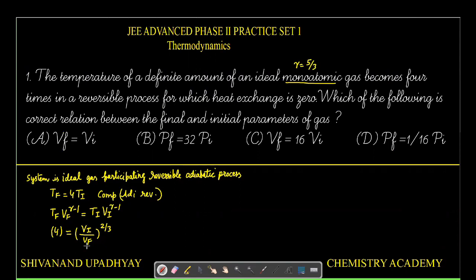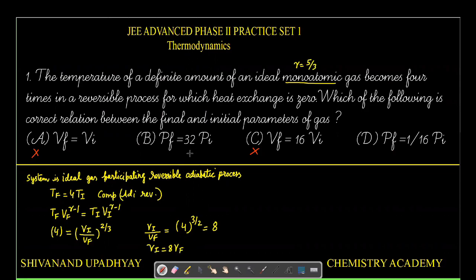So from here, if I calculate the relation, I can write that V initial upon V final is equal to 4 to the power 3 by 2, which on simplification is equal to 8. So we can say that V initial is 8 times V final. Since we are compressing the gas, the final volume is less than the initial volume. So option A is wrong and option C is also wrong. It is not satisfying the condition. What is coming is V initial is equal to 8 times V final.